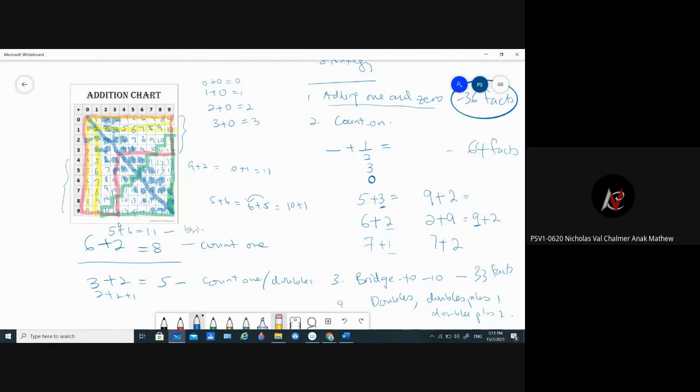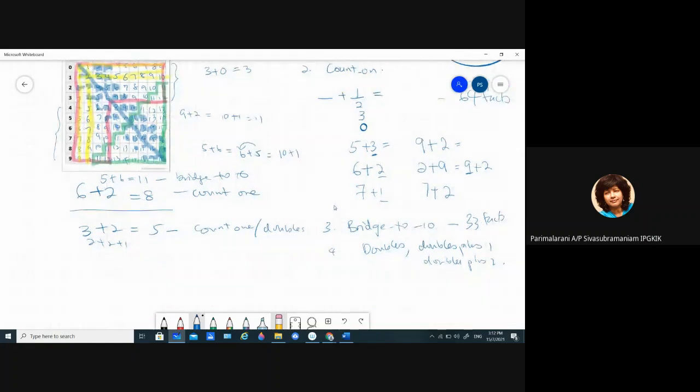Bridge to 10. Yes, bridge to 10. Okay, so we use all these strategies to teach basic facts. If you look at the chart clearly, all these strategies are enough for them to learn all the 100 basic facts. And the last strategy that you all explained just now was the commutative property.